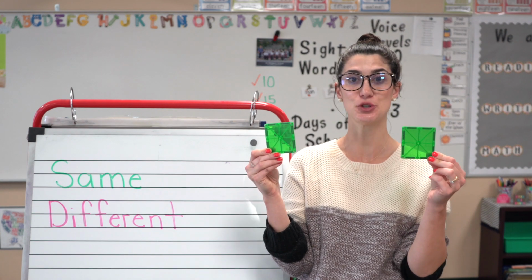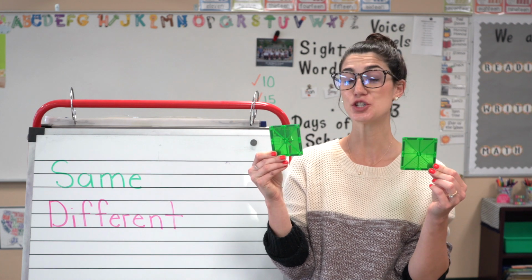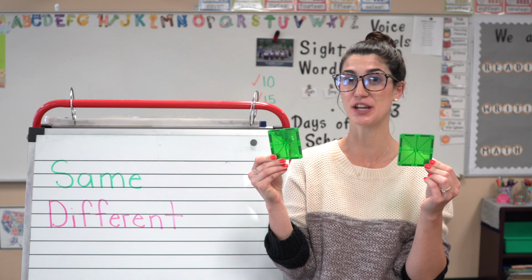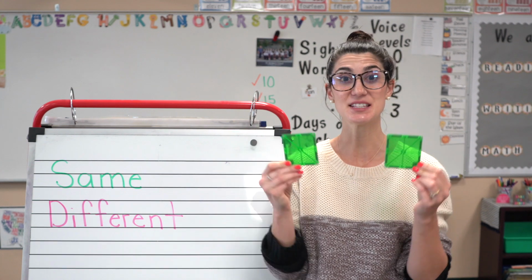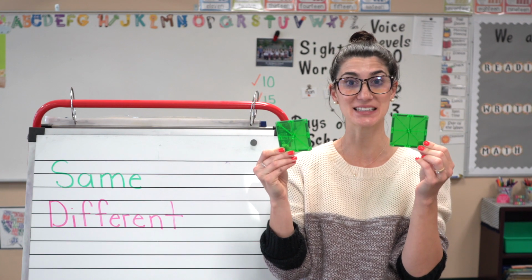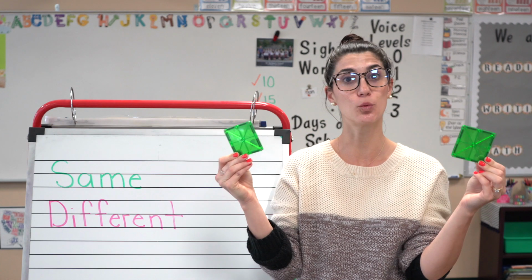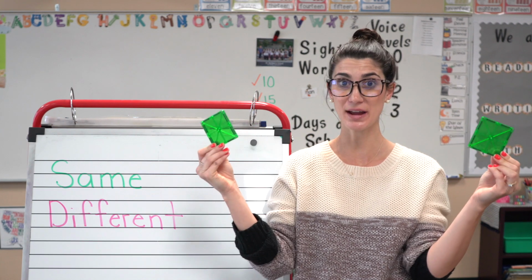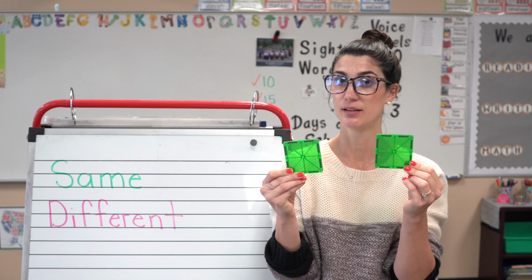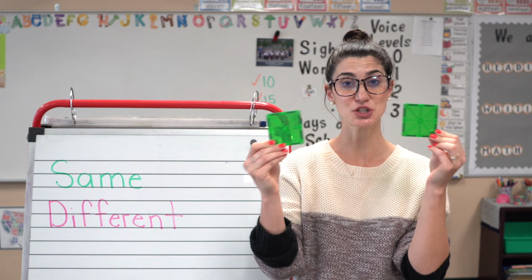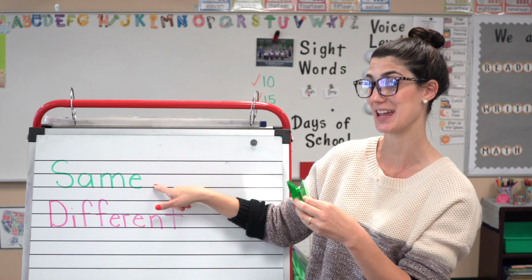Here I have two shapes. Are these shapes the same or are these shapes different? These shapes are the same. They are exactly alike. Both of them are what shape? Squares. They're both squares, and both of them are what color? Green. So these shapes are the same.